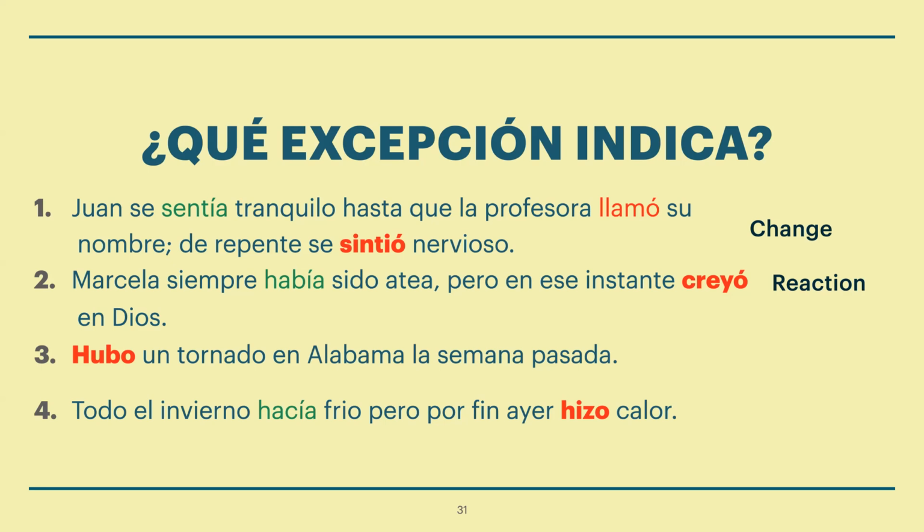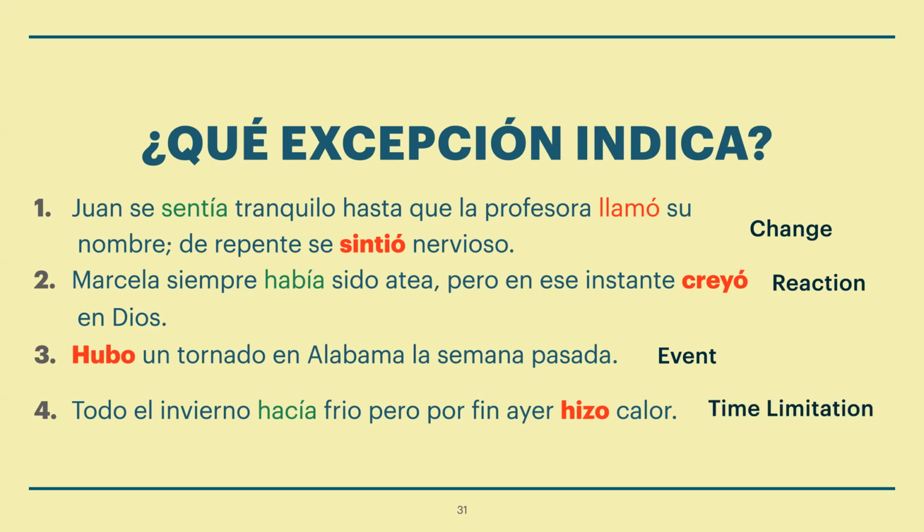Haber es un verbo de no acción, y la regla es de usar la forma del imperfecto con verbos de no acción. Pero en este instante estamos hablando de un evento. Hubo un tornado específico en Alabama, hubo el pretérito. Y luego número 4, todo el invierno hacía frío. Hacer es un verbo de no acción, casi siempre utilizamos la forma del imperfecto con este verbo. Pero ayer hizo calor, because that was the time limitation.